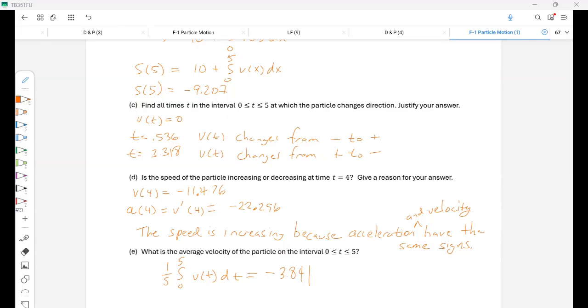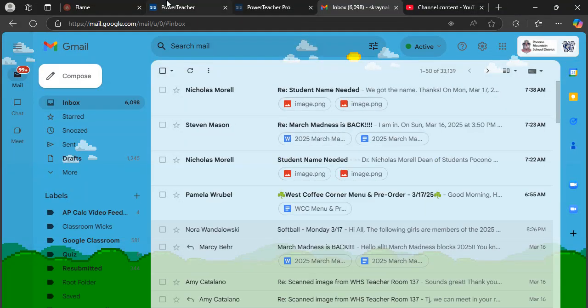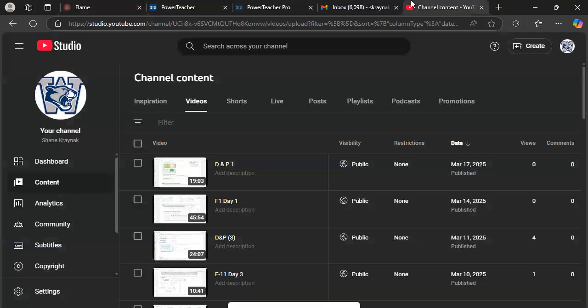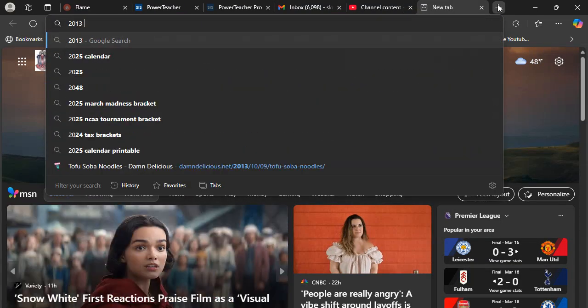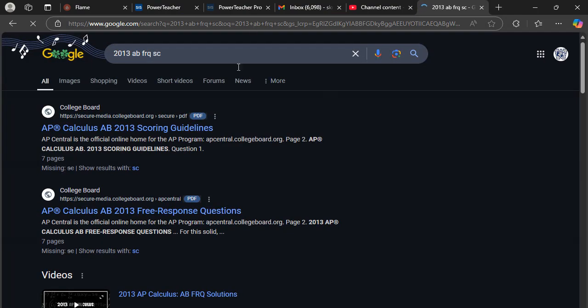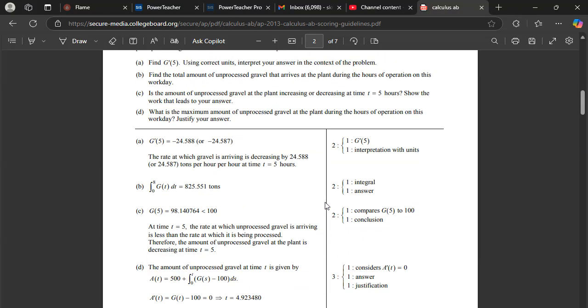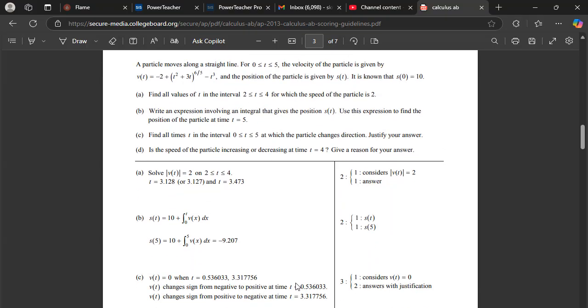All right, let's take a quick look at the scoring guide from this. It's a blank tab. That's what I need. Google 2013 AB FRQ scoring guide. There. It worked. All I needed to type was SC. That was question 2, right? Yeah.